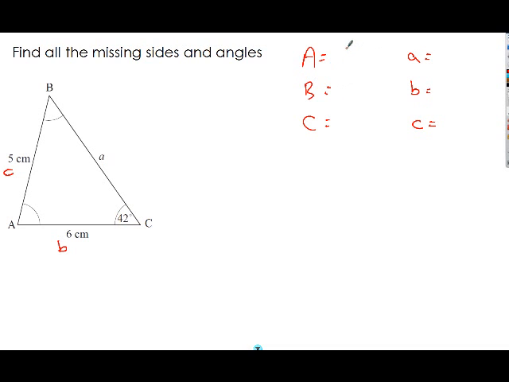Now angle A we don't know yet. Angle B we don't know either, but angle C we know is 42 degrees. Side A we don't know. Side B is 6 centimeters and side C is 5 centimeters. Now what we're looking for here is a matching pair, like this one here.